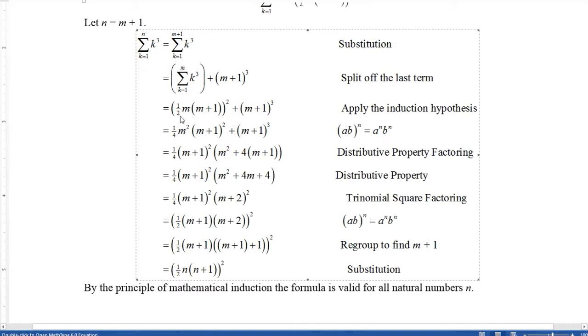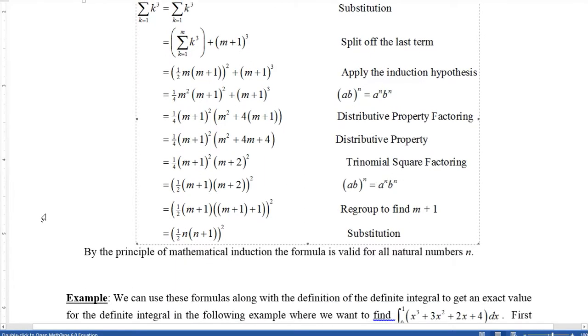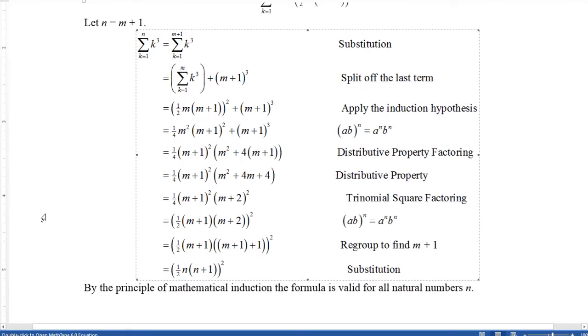And again, this second part proves that if we know it at one level for n equals m, we can prove that the formula still holds when n equals m plus 1. That, along with our basis step, is enough to say that the theorem is valid for all natural numbers n.